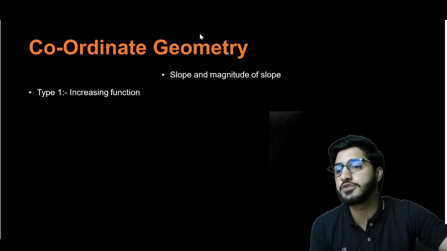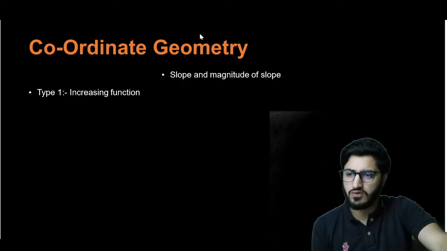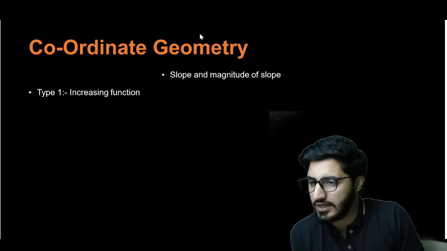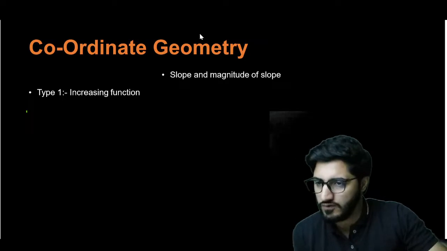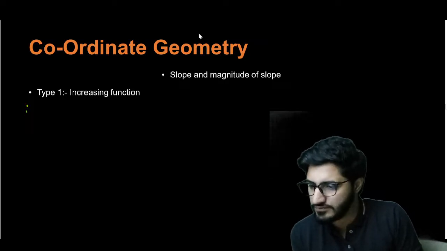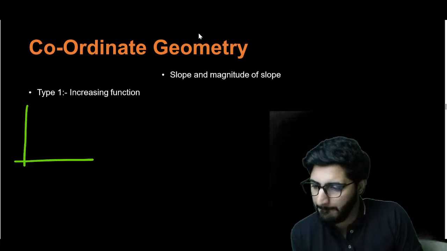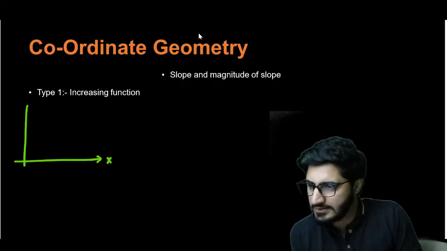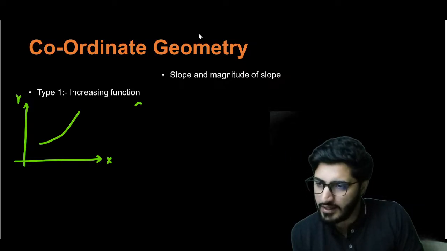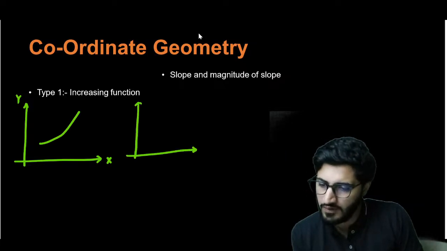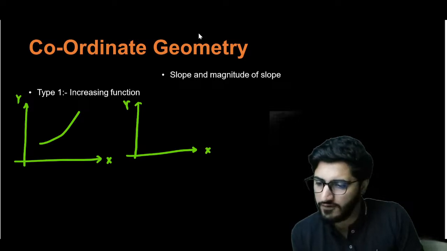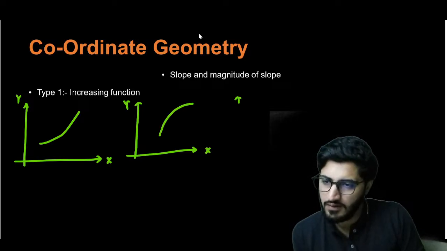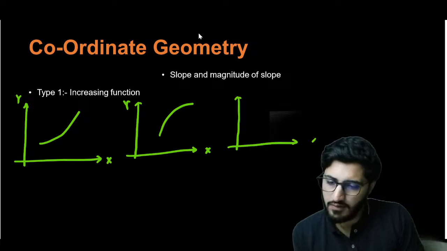Now we are having types of slope. First one, we are having increasing function. Let us suppose we are having a graph like this. Second, x y, if we are having like this. Third, x y, if we are having a straight line.